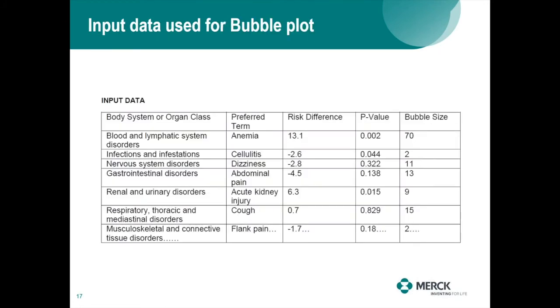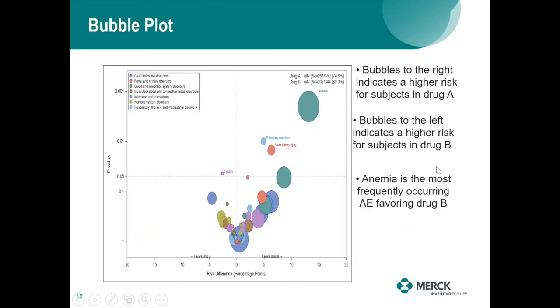The key variables I used for generating this plot are SOC, preferred term, risk difference, p-value, and bubble size. So the first 4 variables are the same as in the scatter plot. Only the bubble size is the extra variable we require for generating the bubble plot. So this is the plot we generated.